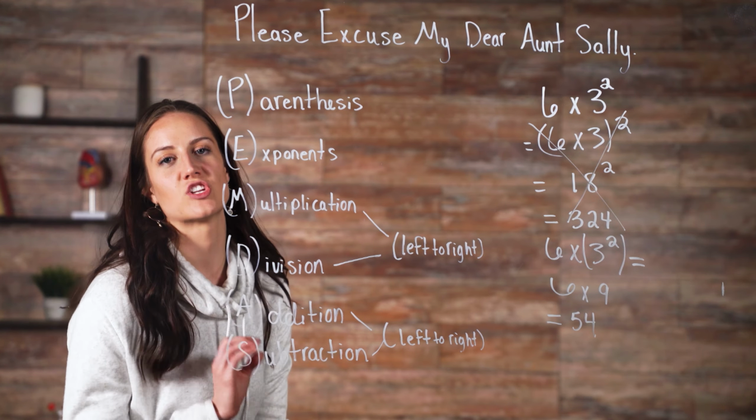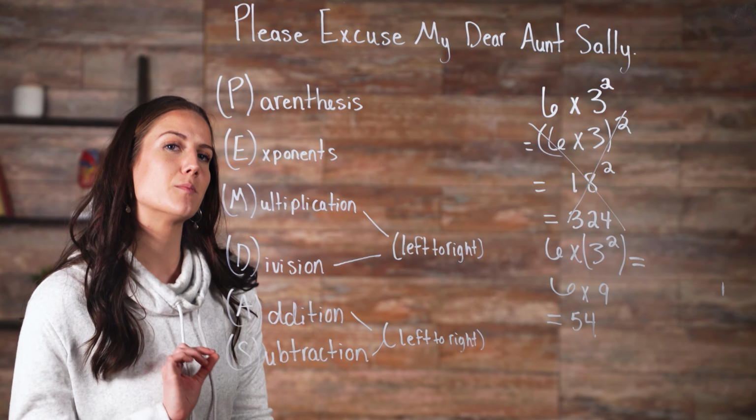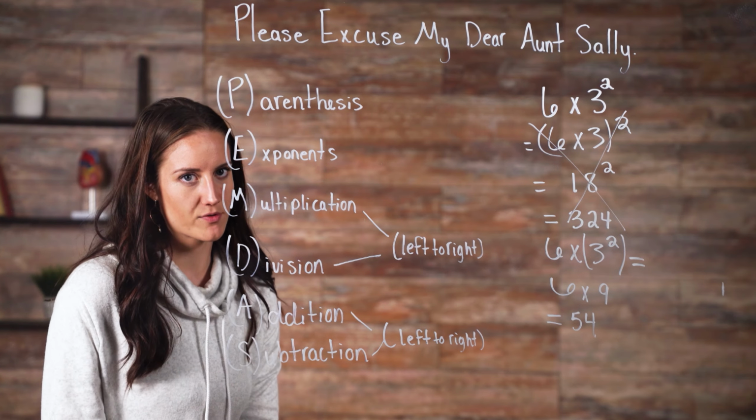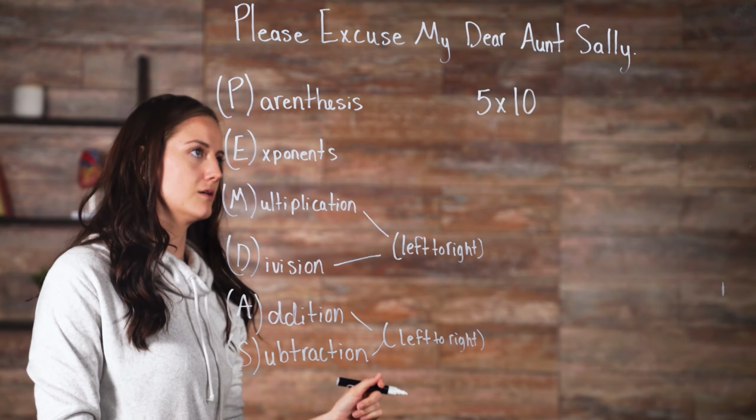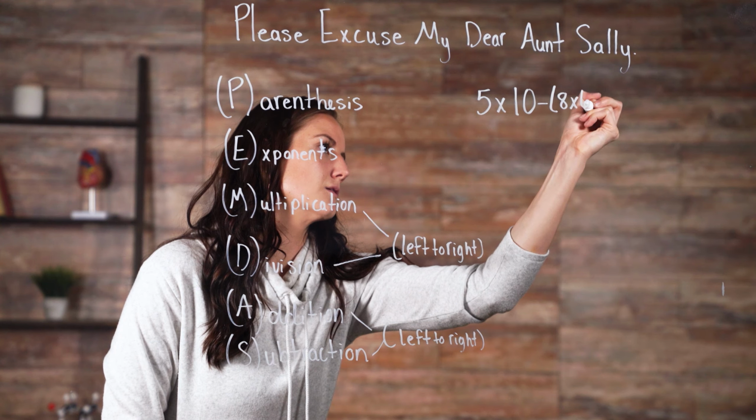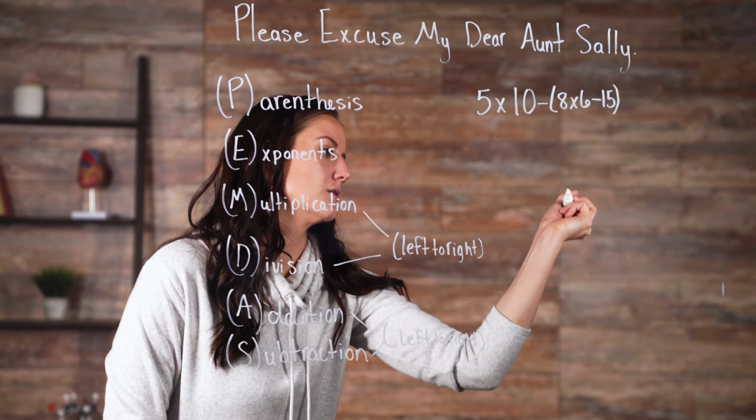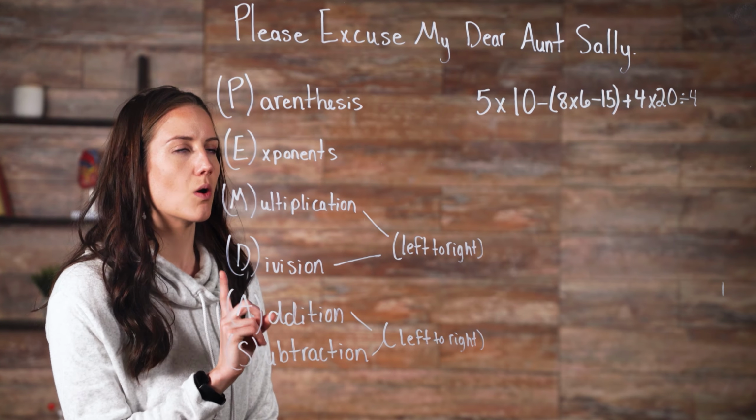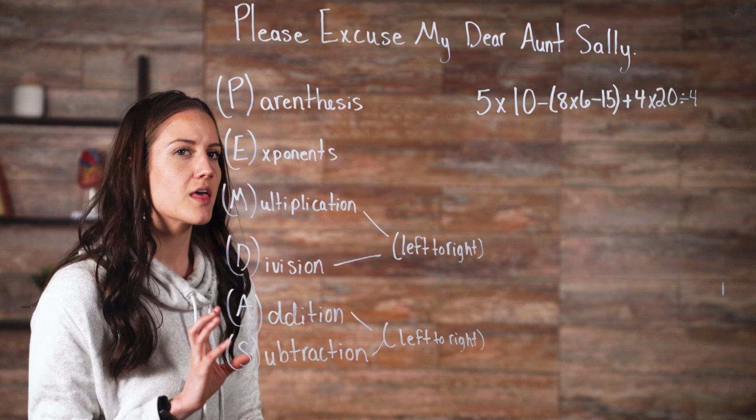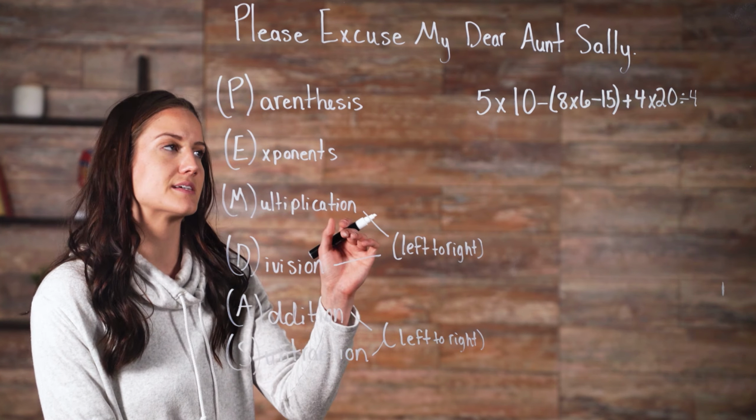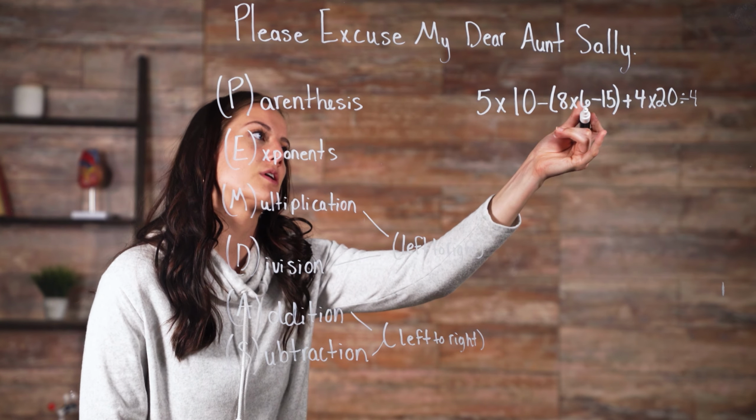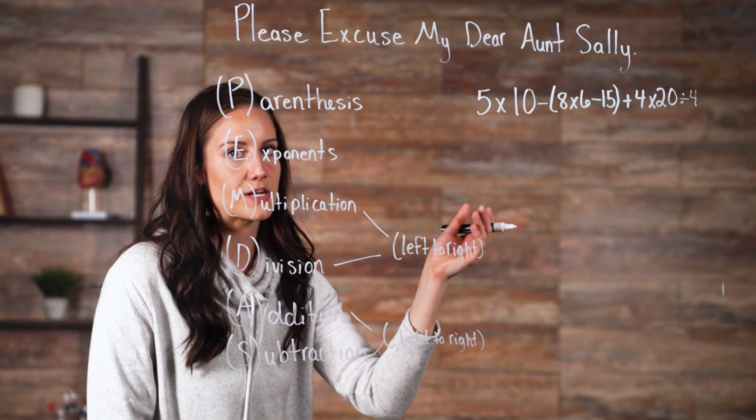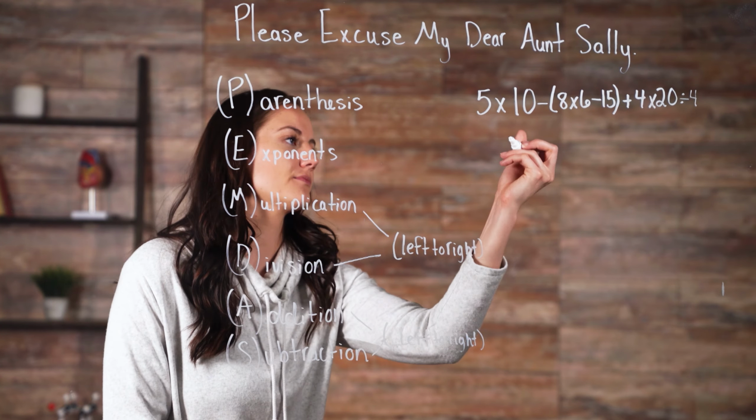Let's try out one more problem. This one is a little bit more challenging, but it perfectly illustrates the order of operations. Remember the order. What do we do first? The number inside the parentheses. So 8 times 6 is equal to 48. Then we subtract 15, and that gives us 33. Here's how the problem looks now.